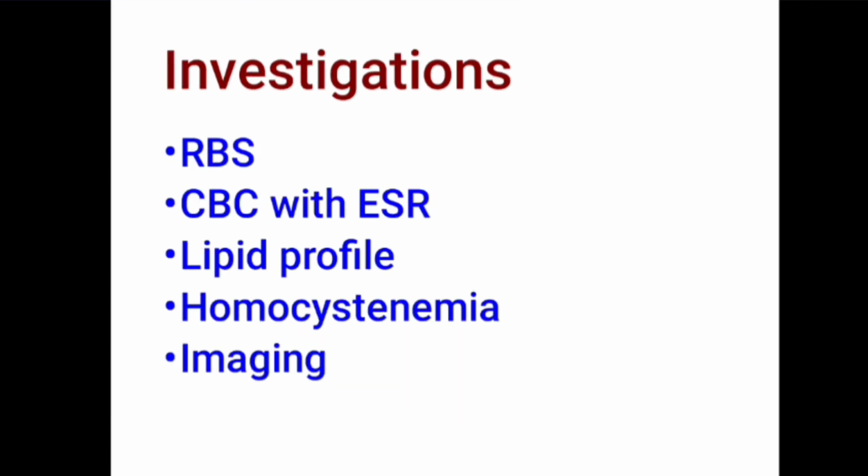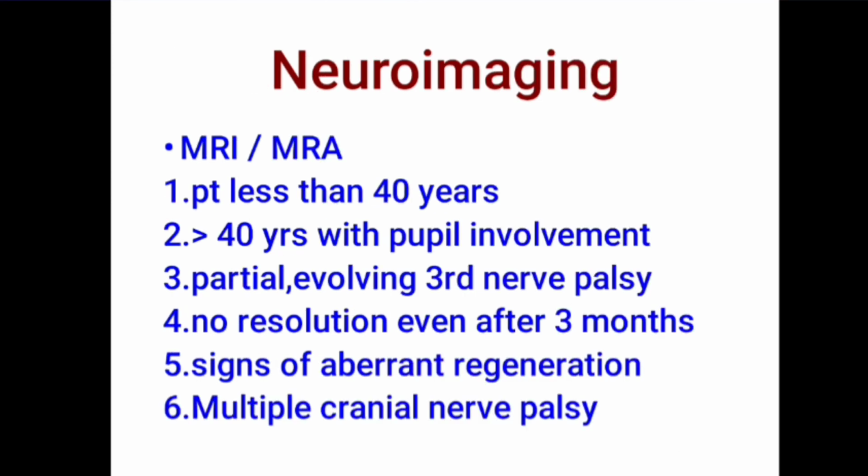What investigations should you do whenever a patient comes with oculomotor nerve palsy? Rule out the medical causes by investigations like RBS, CBC with ESR, lipid profile, and rule out homocystinemia. Then go for neuroimaging. So what neuroimaging should you order? It is usually MRI or MRA.